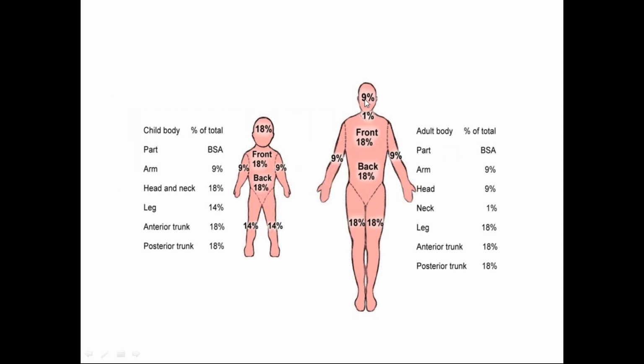In case of adult males, the head and neck cover 9%, front 18%, back 18%, each leg 18%, each upper limb 9%, and the perineal area 1%. In case of a child, this rule of 9 is not that accurate. So the head and neck cover 18%, front 18%, back 18%, each leg 14%, and each arm or upper limb 9%.